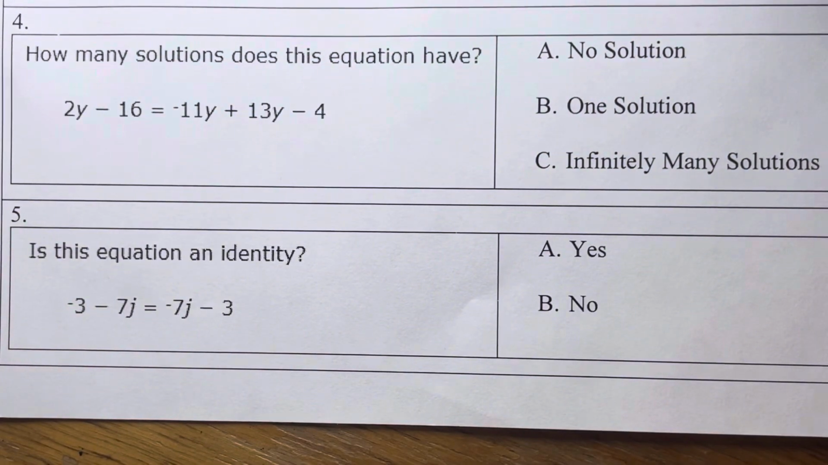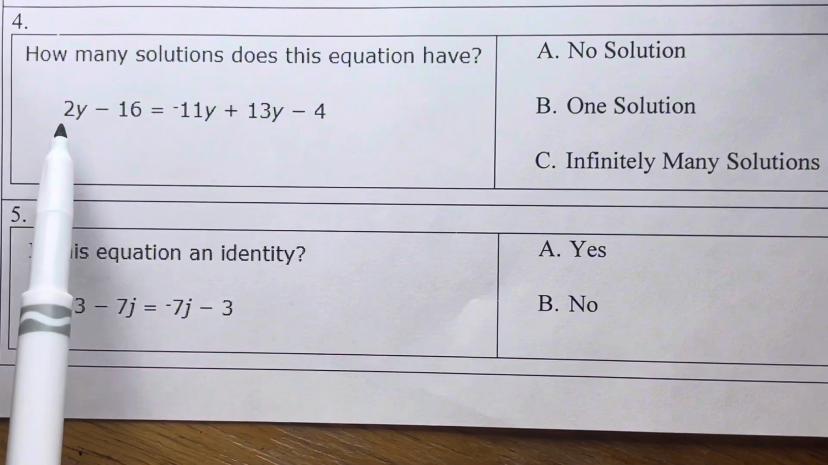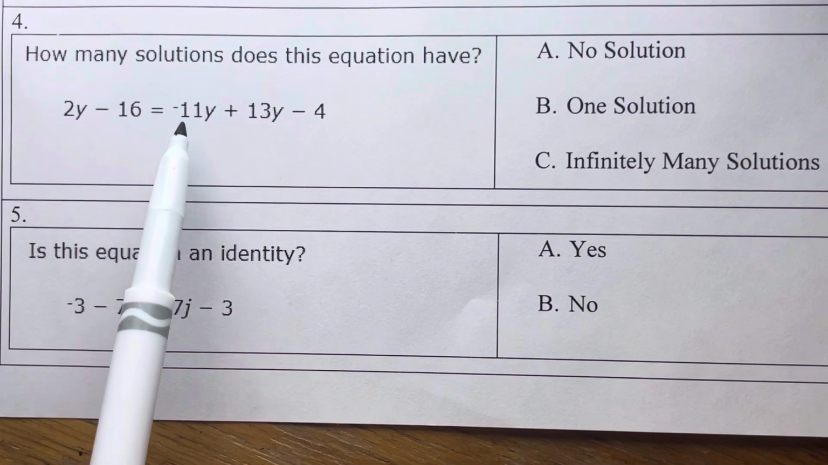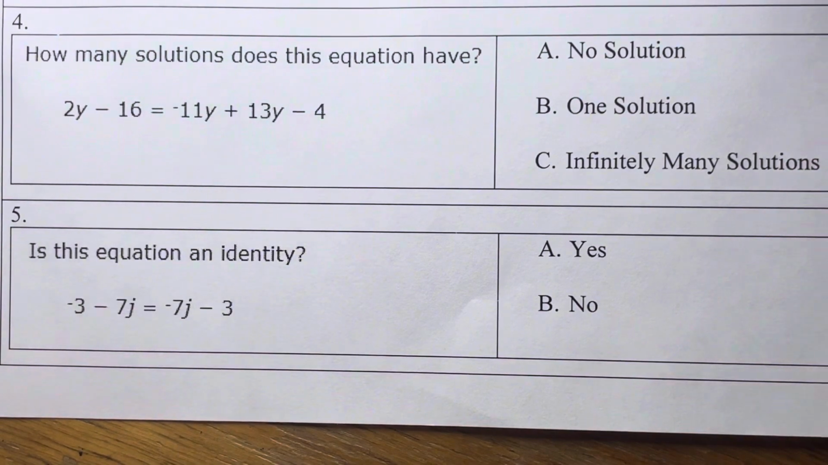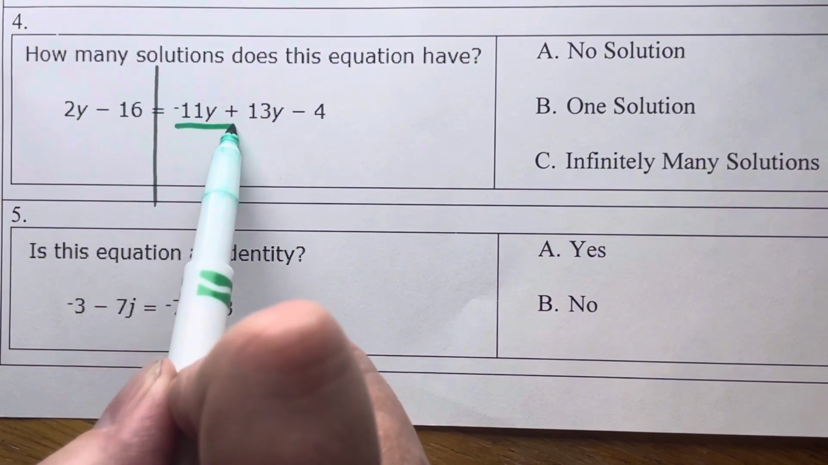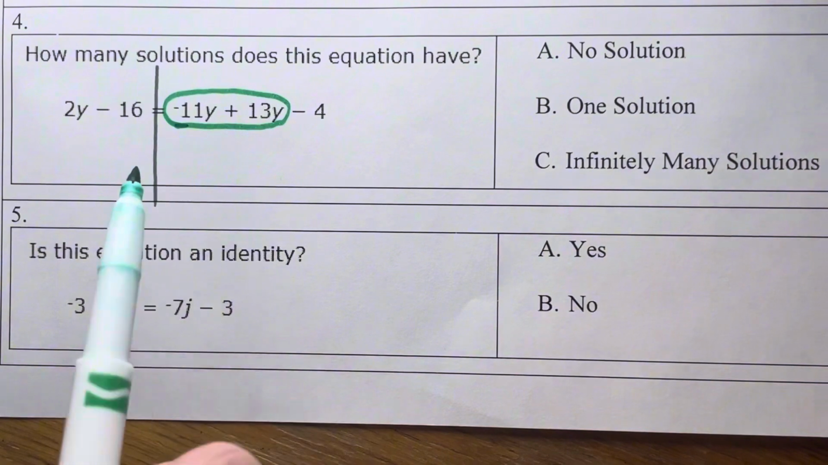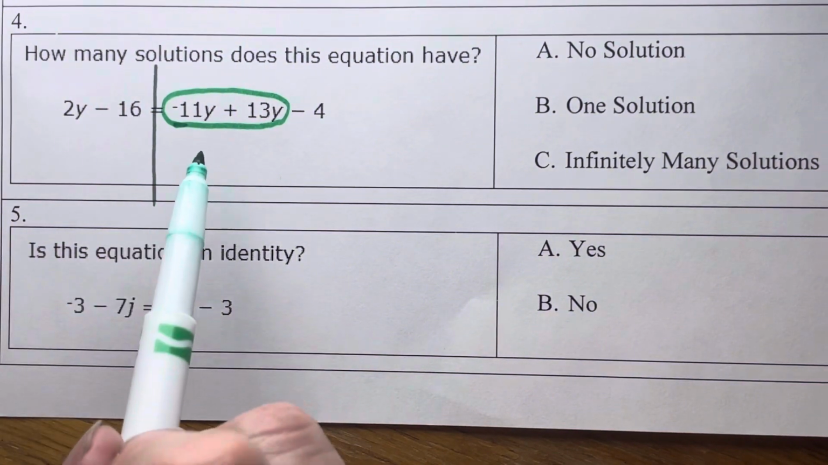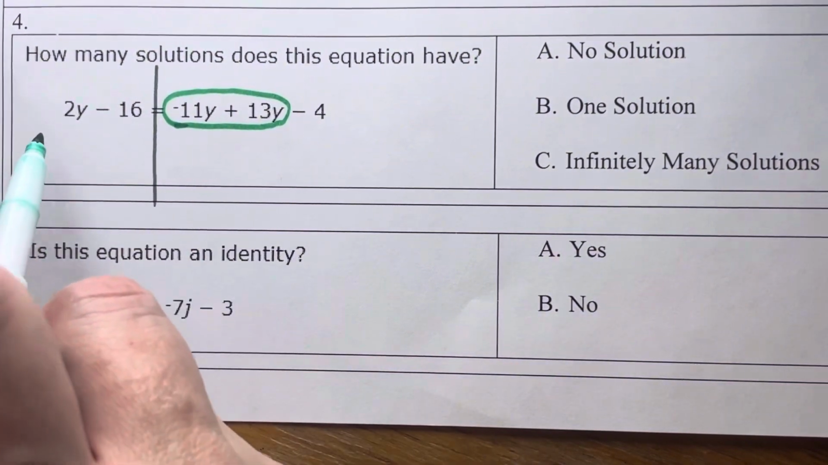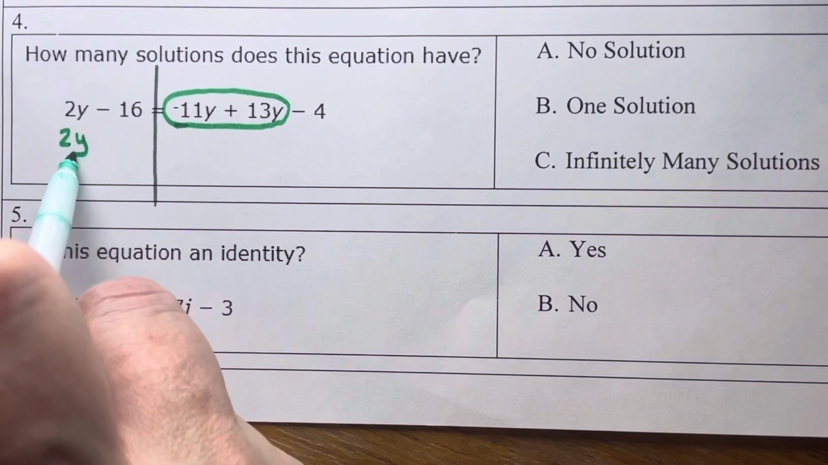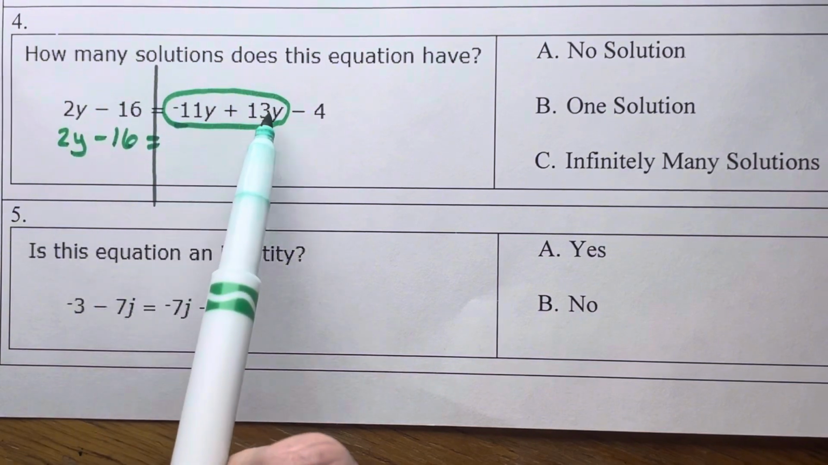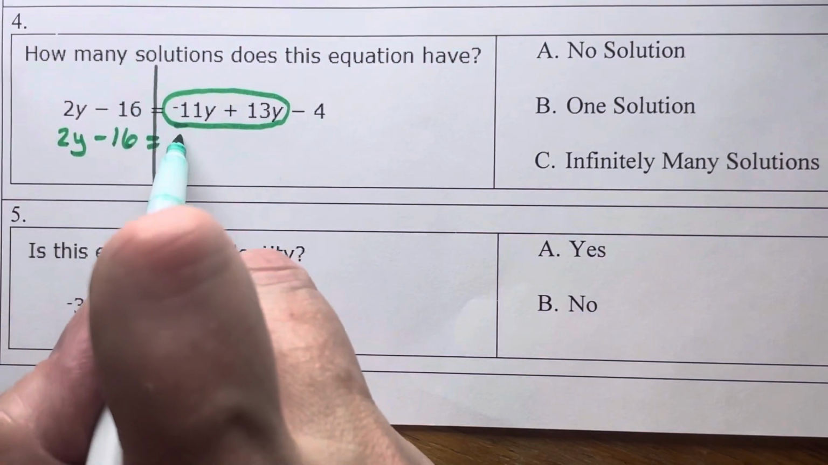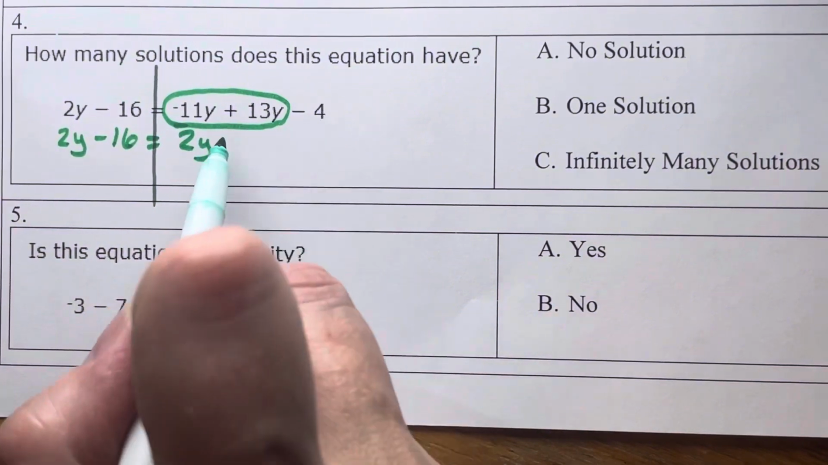Example 4. How many solutions does this equation have? 2y minus 16 is equal to negative 11y plus 13y minus 4. Are your solving skills being extra tested in this lesson? I bet they might. Since we have the same variable more than once on the right side of the river, let's go ahead and combine them. So on the left, I have 2y minus 16 equals. What is negative 11 plus 13? Yes, that is 2y minus 4.